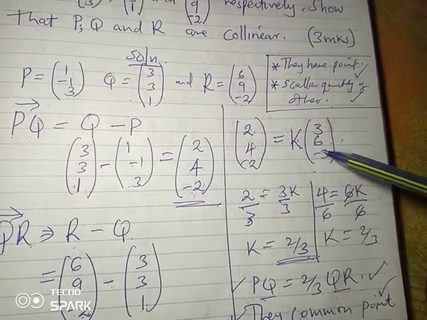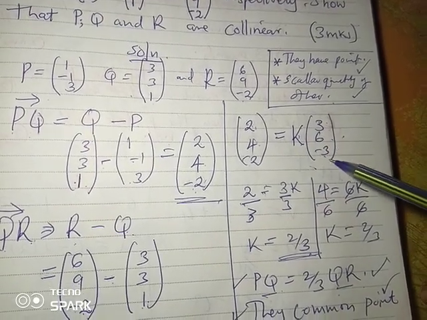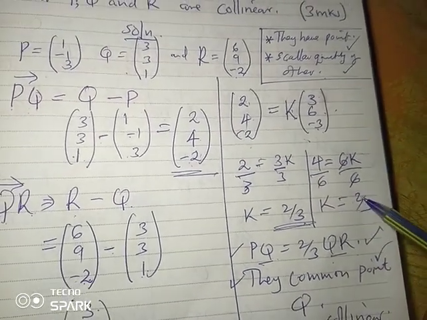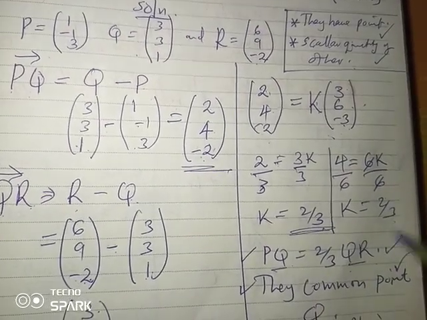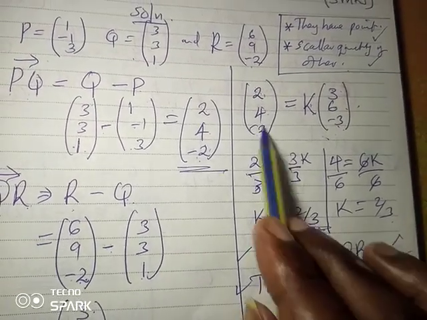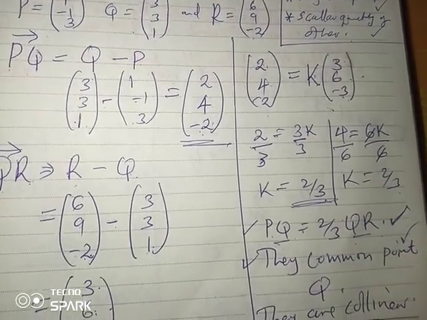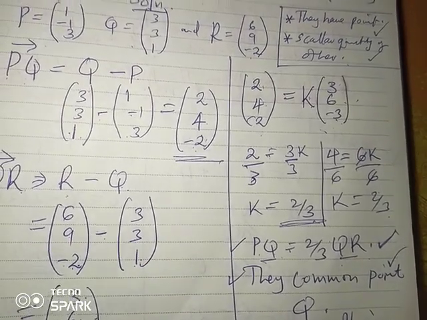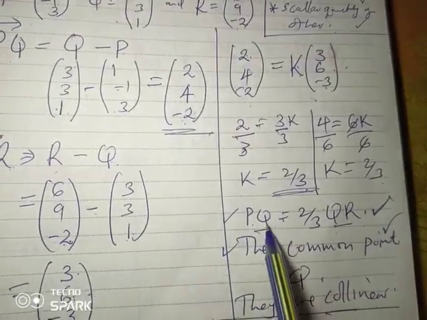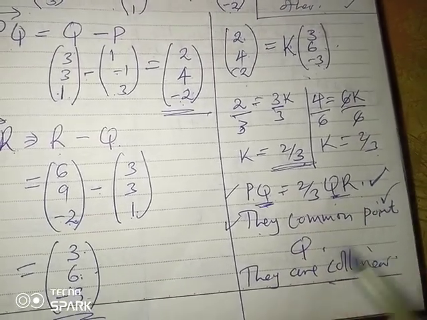You can lastly prove it with the last element: -2 should also be equal to -3K. Dividing by -3, the minuses cancel, and we still remain with 2 over 3. So we can rewrite everything as PQ equals 2 over 3 times QR, and that law is already satisfied. And do they have a common point? We said we have two laws here. The common point, according to our own choice, was PQ and QR, so our common point is Q. So they have a common point, Q.